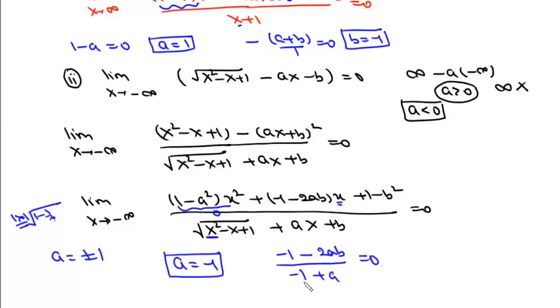Though in this question this minus doesn't make a difference, most of the people make a mistake when they write this coefficient of x in the denominator. Now from here we can write 2ab is equal to minus 1. Then the value of b is equal to 1 by 2. So for the second one, a is minus 1 and b is 1 by 2.